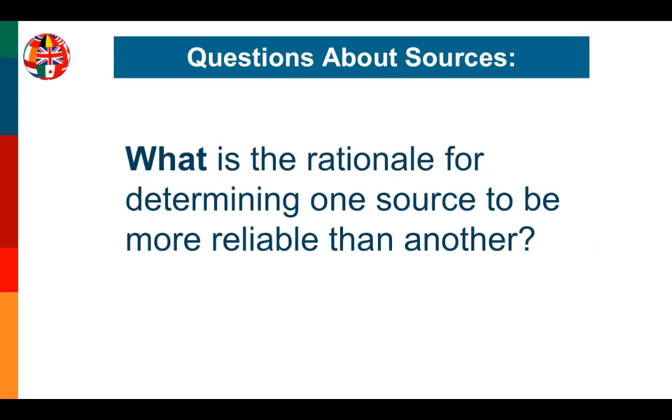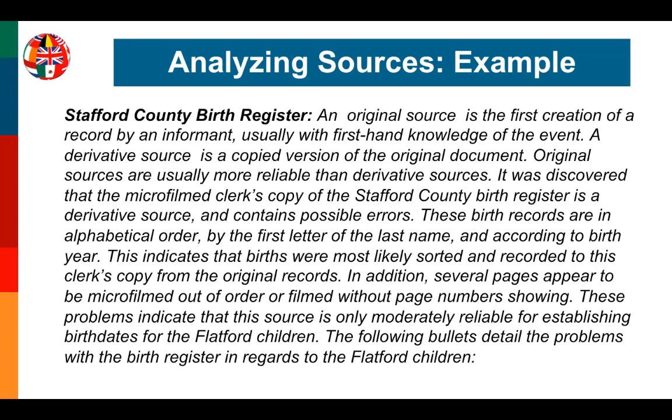And lastly, what is the rationale for determining one source to be more reliable than another? This is the whole reason that all previous questions were addressed. Within the analysis, give the details of why one source was given more weight than another. This example is the analysis about the reliability of the Stafford County Birth Register. Notice that the correct terminology of original source is used and also derivative source is used. Use the links in the description of this video to view the full example.